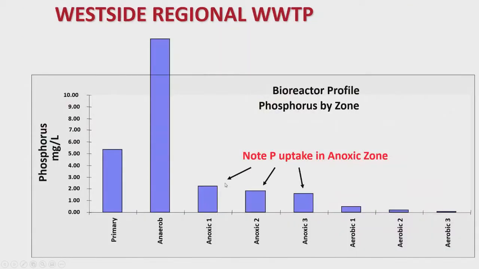And here you see a typical profile at that time. What was surprising was this uptake of phosphorus in the anoxic zone, which meant that these PAOs would also be able to take up phosphorus under anoxic conditions. And then in the aerobic zone, it was reduced to very little. It's plants running mostly at less than 0.05 ortho-P in the effluent.